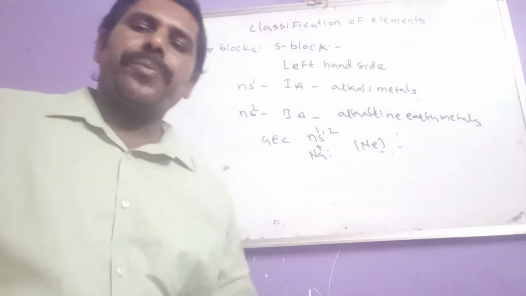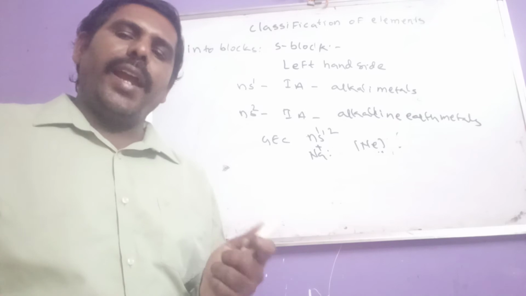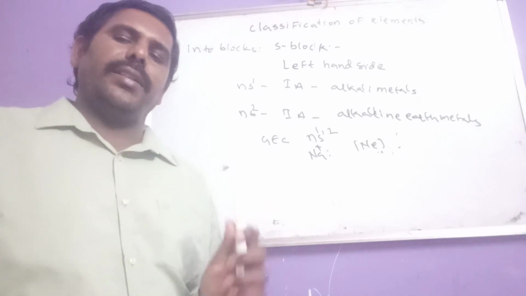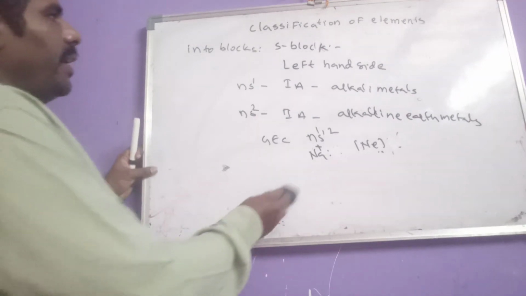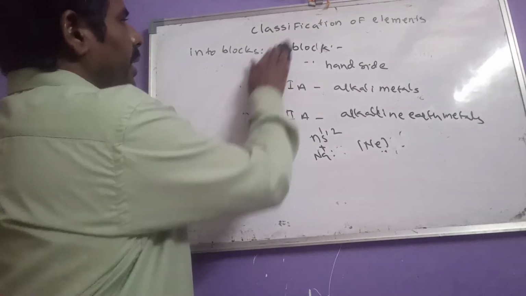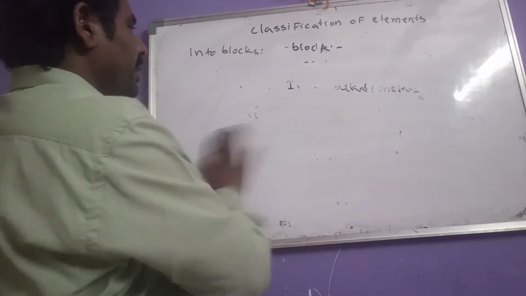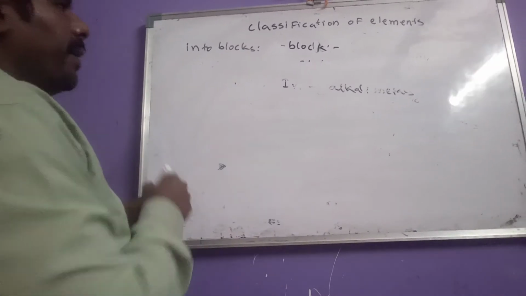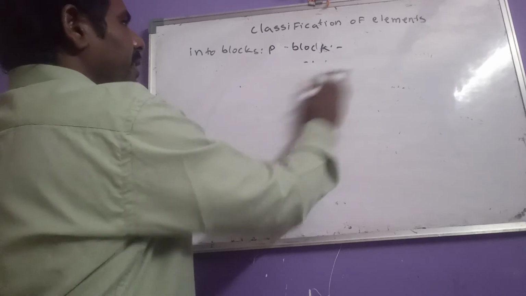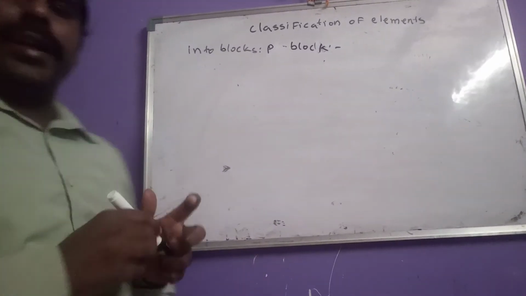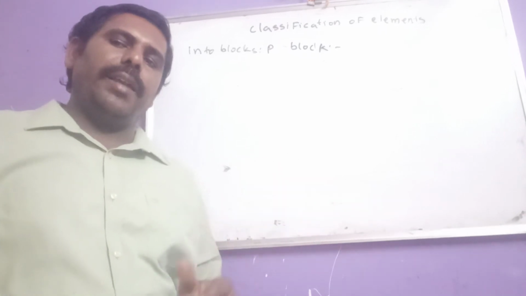They have metallic lustrous nature also, that means shining nature, and they act as good electrical conductors. So these are the characteristic properties of s block elements. Now let us come to p block elements. What is the definition here? The elements in which the differentiating electron enters the p orbital are known as p block elements.